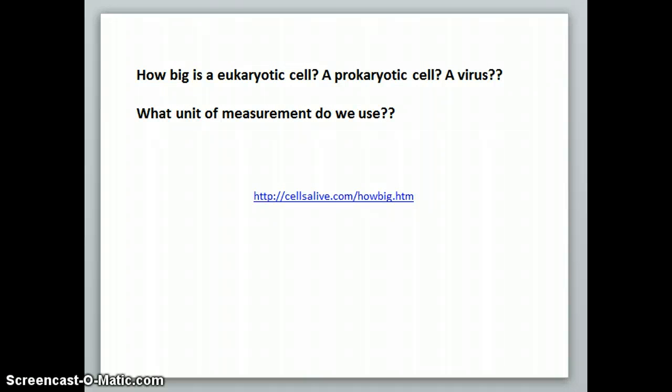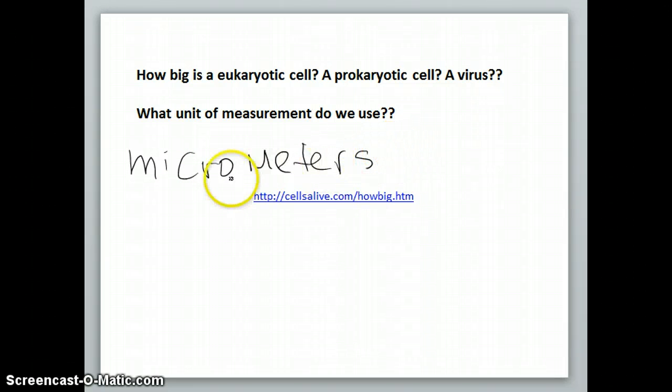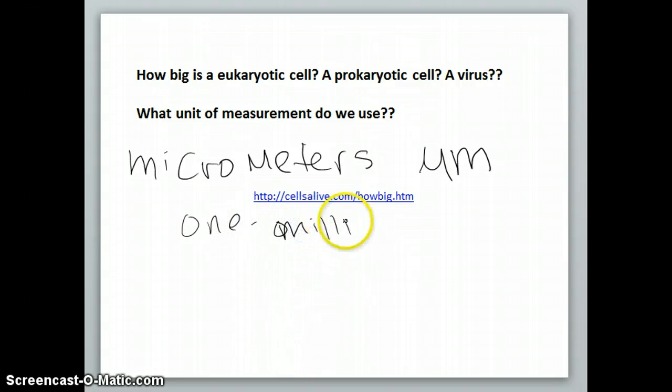Okay, we talked a little bit about size. How big is a eukaryotic cell, a prokaryotic cell, a virus? The measurement that we use for cells, remember we're going to use metric all the time in class, is basically micrometers. I showed you this link on size of cells. Micrometers are abbreviated as a mu and an m. These are one millionth of a meter. So when we talk about most cells, we're talking about micrometers.